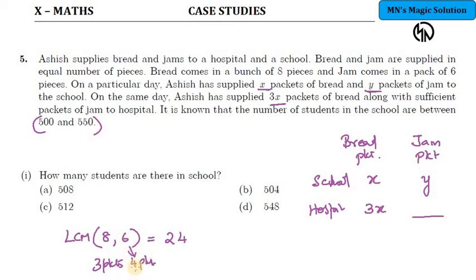Six 4 times is 24, so there also we get 24 pieces of jam. So at the same time he can supply 3 packets of bread and 4 packets of jam, thereby supplying 24 pieces of each. This is the minimum number, the least common multiple of these two. So he can supply the pieces in multiples of 24. Each piece pair is given to each student of that school.